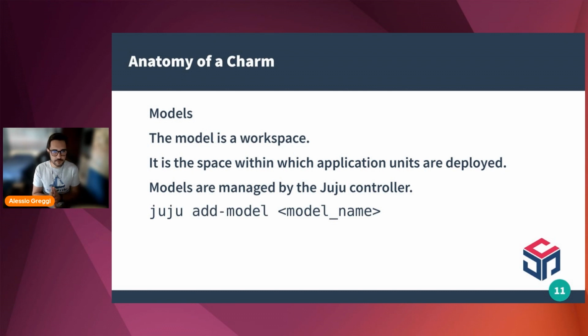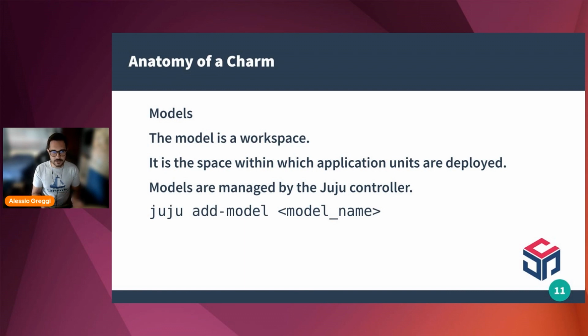So the models are a concept that is born in the Charm ecosystem. So the model is essentially a workspace, and if you are developing a charm for the Kubernetes platform, so essentially you are working on a Charmed Kubernetes distribution, you are essentially creating a namespace. So the model is a namespace on Kubernetes.